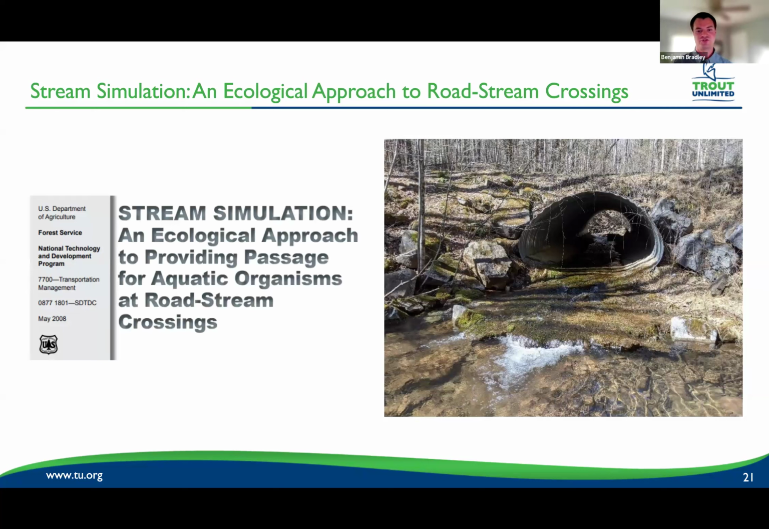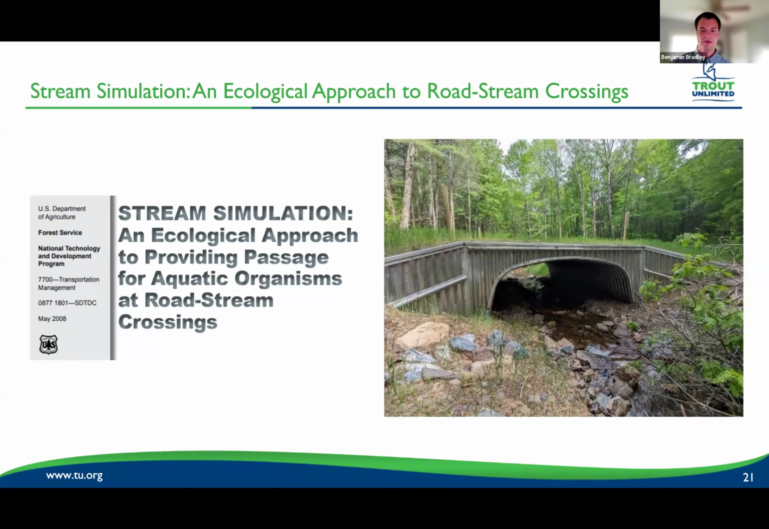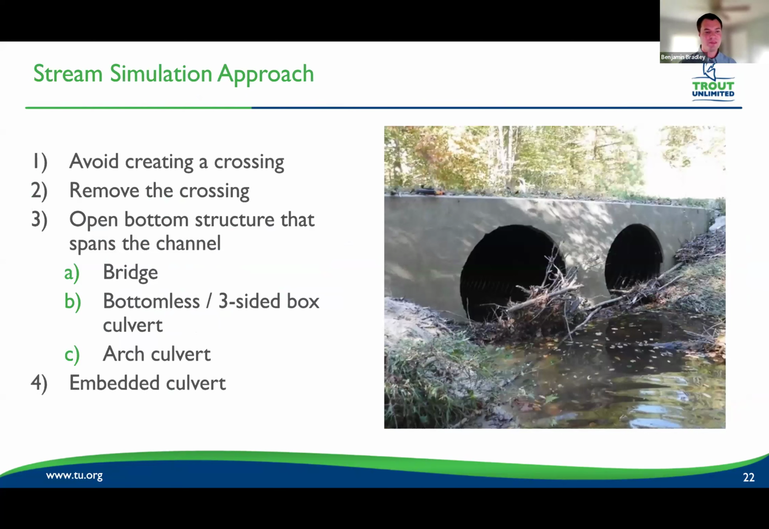And what they came up with is this stream simulation approach. It was an ecological approach for providing passage for aquatic organisms at road stream crossings. And they put together a whole design manual. It's 500 pages long and outlines this process of providing an ecological approach to road stream crossings. But really the whole driver behind this stream simulation was the effects that culverts were having on aquatic organisms. And so it's just something to keep in your mind as we continue through our talk today. Next slide. Oh, and there's a nice stream sim culvert. Next slide, actually.